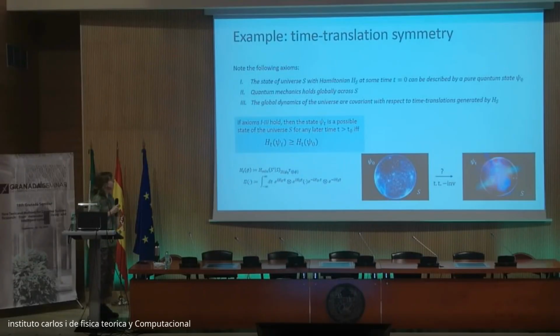And so if these three axioms hold, then some state psi t is a possible state of the universe for some length of time t greater than 0 if and only if this single entropic condition holds, which is actually quite nice. This obviously isn't an experimentally accessible statement, but for example, if you found that the entropy of the universe at some later time was actually smaller than the initial entropy, then you could reject these axioms.